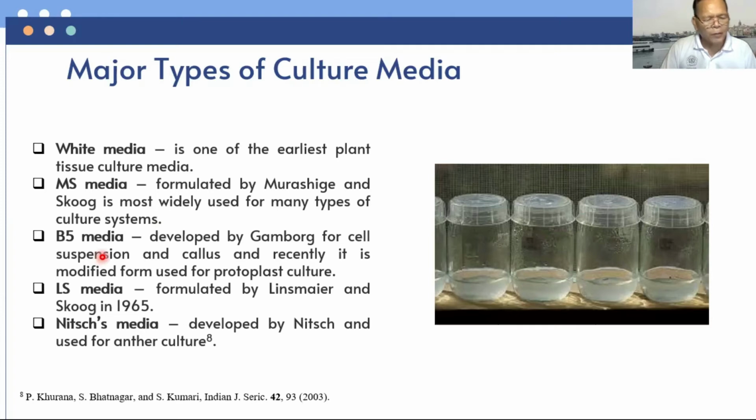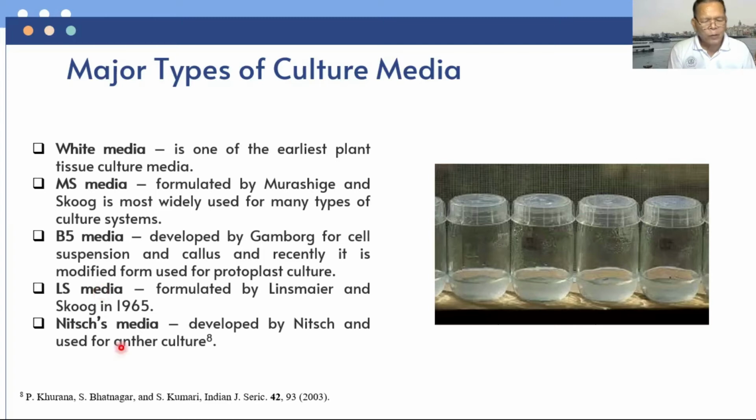Linsmaier and Skoog, or LS media. This medium was developed by Linsmaier and Skoog in 1965. It was first used to optimize the organic supplement of the tobacco culture. The medium has similar components as Murashige and Skoog, with a twist of Linsmaier and Skoog vitamin. It is used for the purpose of organogenesis, callus culture, cell suspension, and micropropagation.